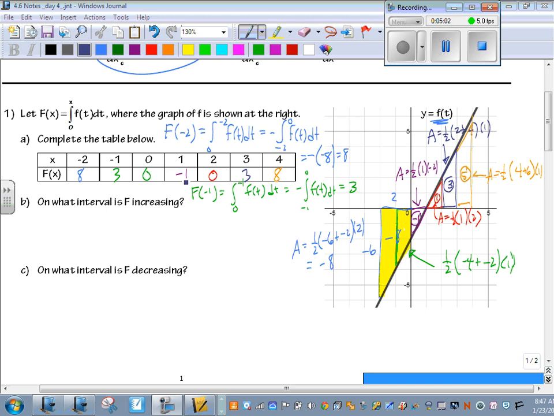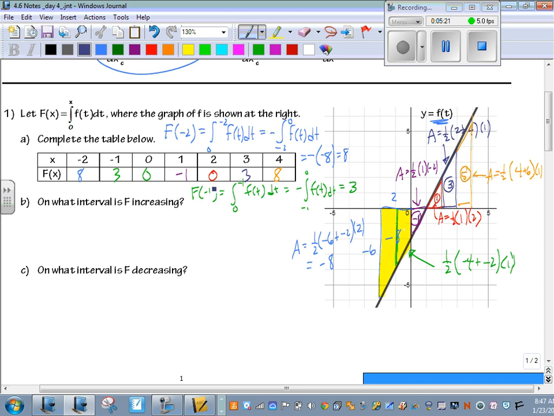Then the area from 0 to 2, so for f of 2, we're finding the area of both of these triangles added up. Well, I already know this one's -1, so area of this one is going to be +1, right? It's the same triangle, only it's above the x-axis. So when these two get added up, we get an area of 0.